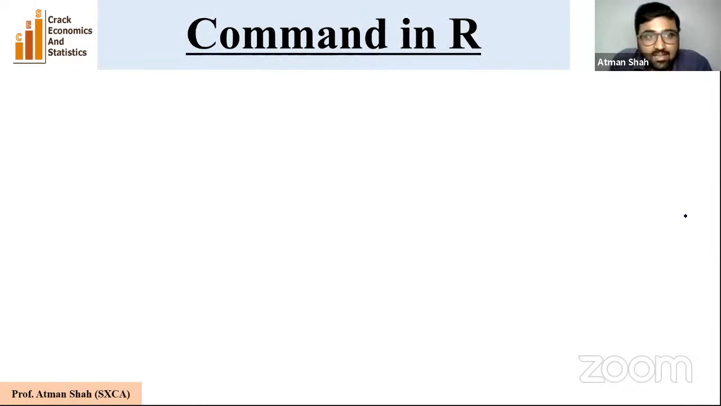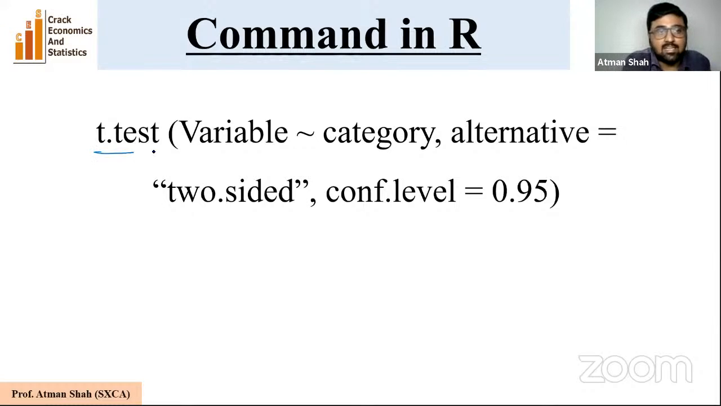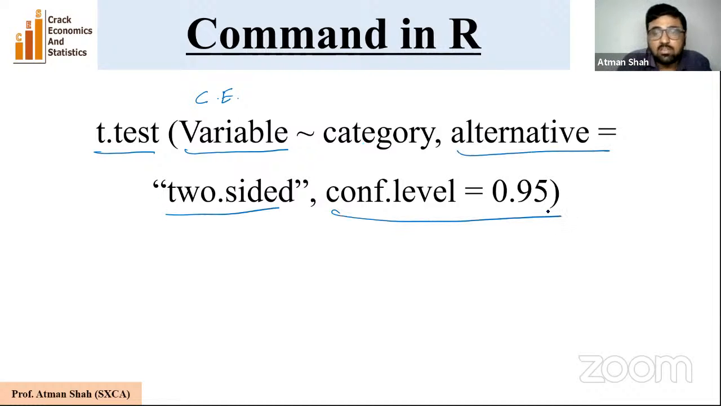Now what is the command in R? Again, we use the same command, t.test. Here we first write the variable that we want to test. Suppose we want to test consumption expenditure. So we select consumption expenditure and then we use our categorical variable, that is gender. Suppose we have that variable. Alternative is equal to two-sided, confidence level is equal to 0.95. So let's perform it in R.